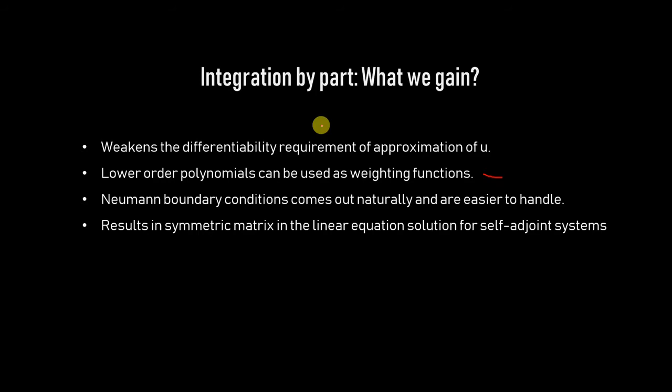And these transformations result in symmetric matrices. That is, symmetric A. The A matrix that we were solving is now symmetric for a special type, not for all problems, but for a special type of problems. They are called self-adjoint systems. Okay, we get linear equations, and they are very easy. Symmetric matrices are easier to solve. So that is also another advantage of converting your weighted residual statement to a weak form using integration by parts.